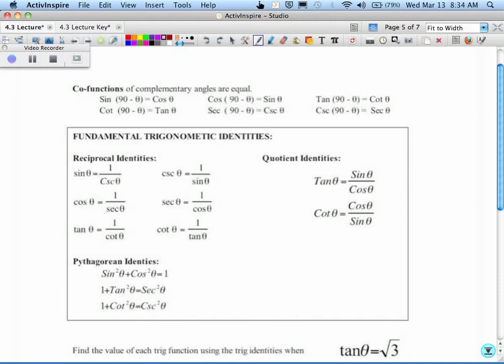Grab your calculators quickly. Let's go to degrees. Go to degree mode on your calculator. So mode, make sure you're in degrees.